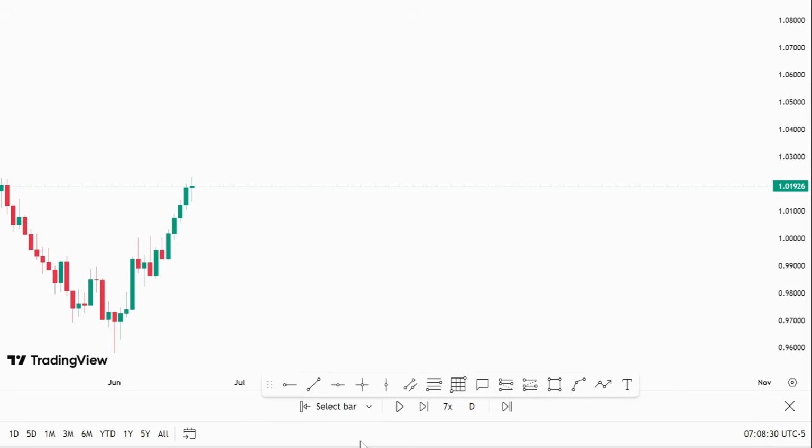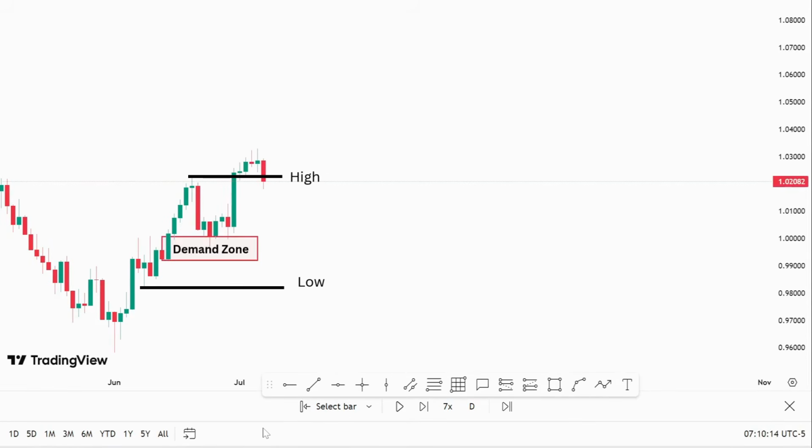Price swept liquidity below this structure low and broke structure to the upside with a fair value gap. The three conditions are met. Now, we define our trading range from this structure low to this structure high and wait for price to break this high.